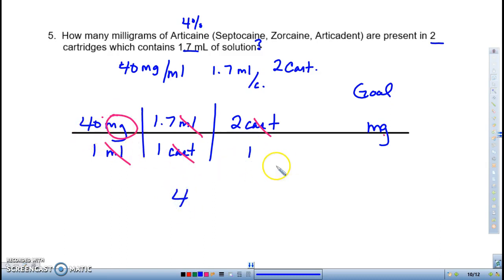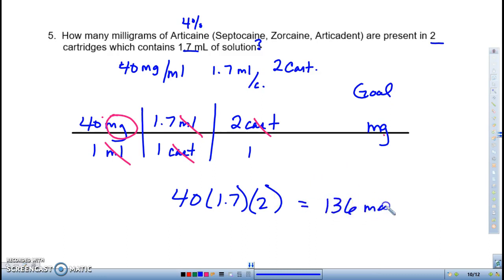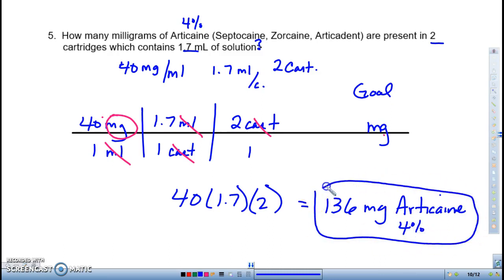Ones are in the denominator. Let's totally leave those out this time. It's 40 times 1.7 times 2 in the numerator. And I've worked that out. 40 times 1.7 times 2 gave me 136 milligrams of Articaine. And I believe that's 4%, according to my chart. Did you get that? I hope you did.